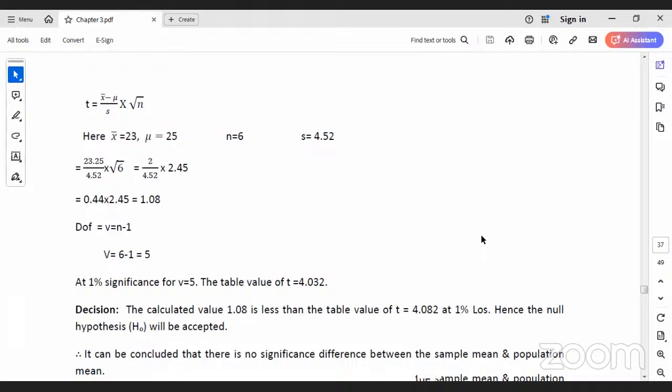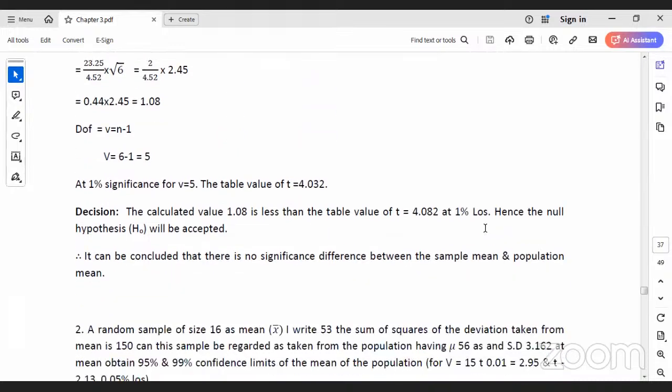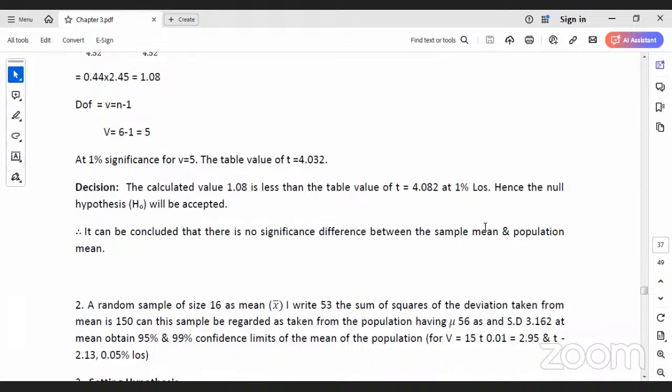The calculated value 1.08 is less than the table value of t, which is 4.032 at 1% LOS. Hence, the null hypothesis H naught will be rejected. In this way, you have to write. So it can be concluded that there is no significance difference between the sample mean and population mean.